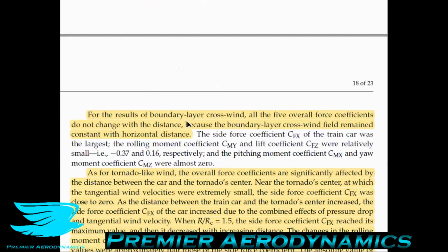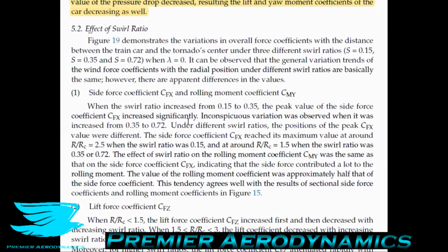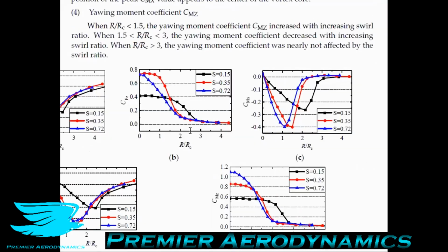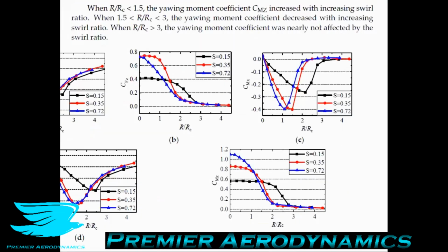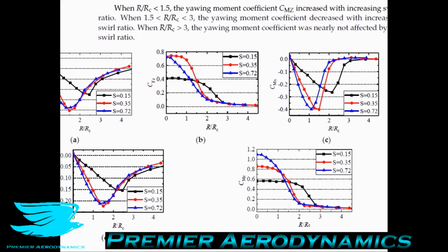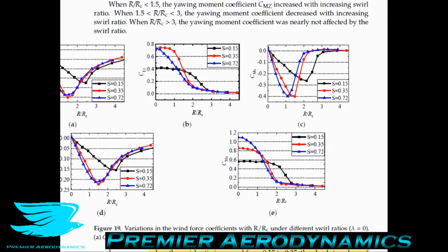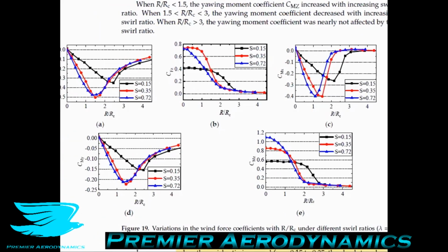So in addition to these overall forces, they looked at the effects of the swell ratio on these forces as well. Because when you have a greater swell ratio, as I mentioned, you have a stronger tornado in general. So they looked at different swell ratios from 0.15 to 0.72. 0.72 means that the tangential velocity of the wind is 72% of the updraft velocity. So how fast the flow is moving upwards. And they looked at these swell ratio effects on the different forces. So the side force, the lift force, the pitching moment, the rolling moment, and the yawing moment.